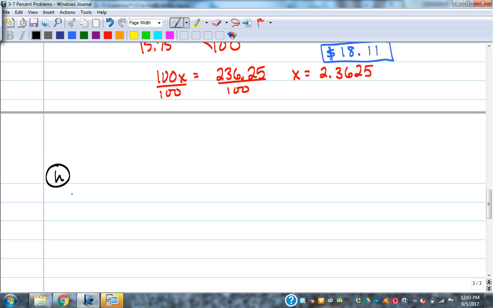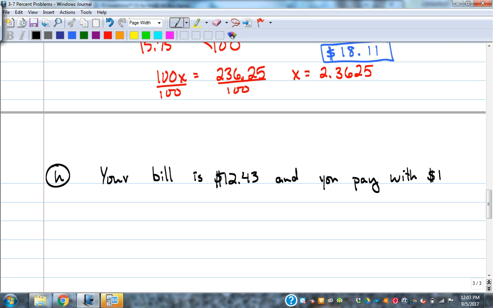Example H. This is the most common scenario with folks that if you pay with cash, your bill is $12.43. And say you got a drink and a corn dog at Sonic, and that's what your bill is. That's probably about right. And you pay with $15 cash. You tell the waitress to keep the change.